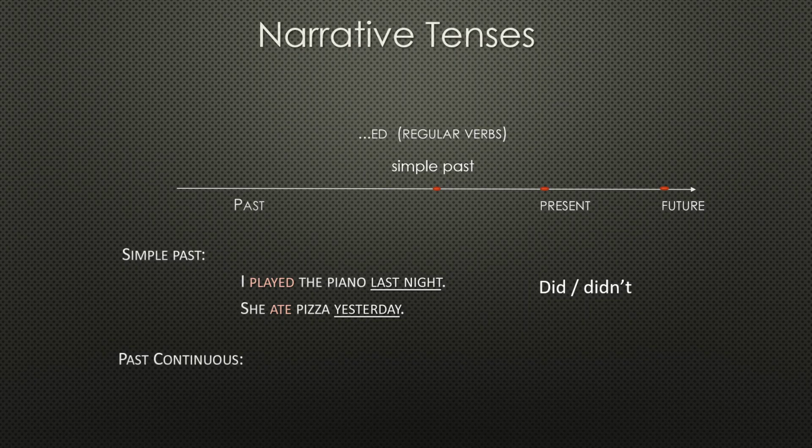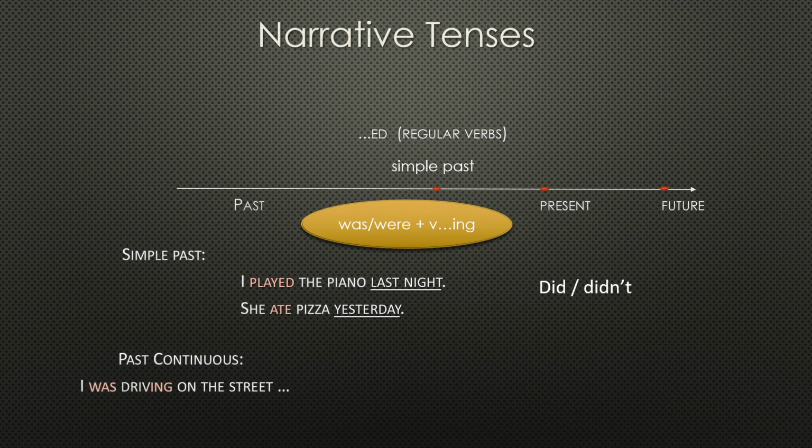We continue with past continuous. What is past continuous? Again, one action in the past started and finished, but it was in progress. The format is was or were, depending on the subject, plus verb and ing. I was driving on the street. You were studying. But as you can see, these two sentences, in spite of having correct grammar, don't have a complete meaning.